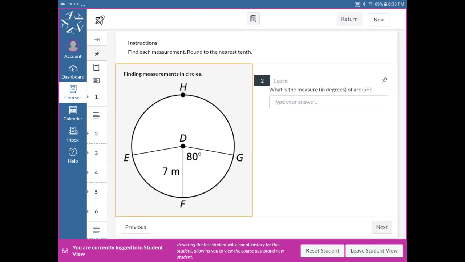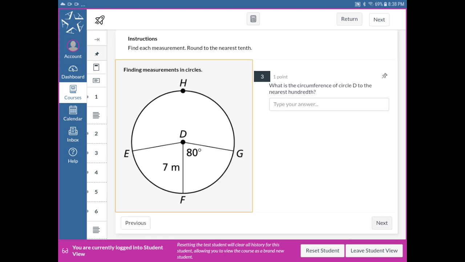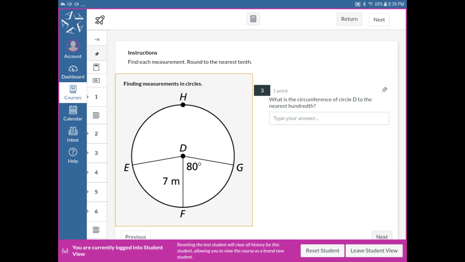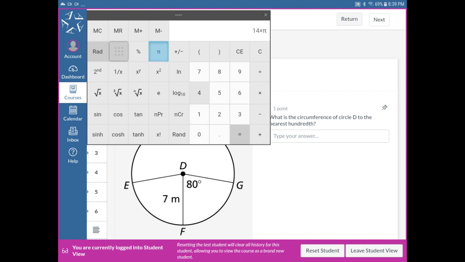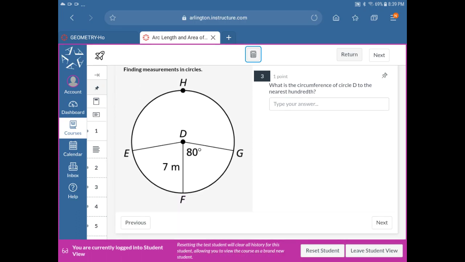The measure of GF is 80 degrees. The circumference of circle D: here you have to use the formula, circumference equals pi times diameter. So you do pi times the diameter. 7 is the radius, so 14 is the diameter, so it'd be 14 pi. Whatever 14 times pi is in the calculator, let's calculate right here. Nearest hundredth is 2 decimal places, so the answer is 43.98. Nice. So work through that.